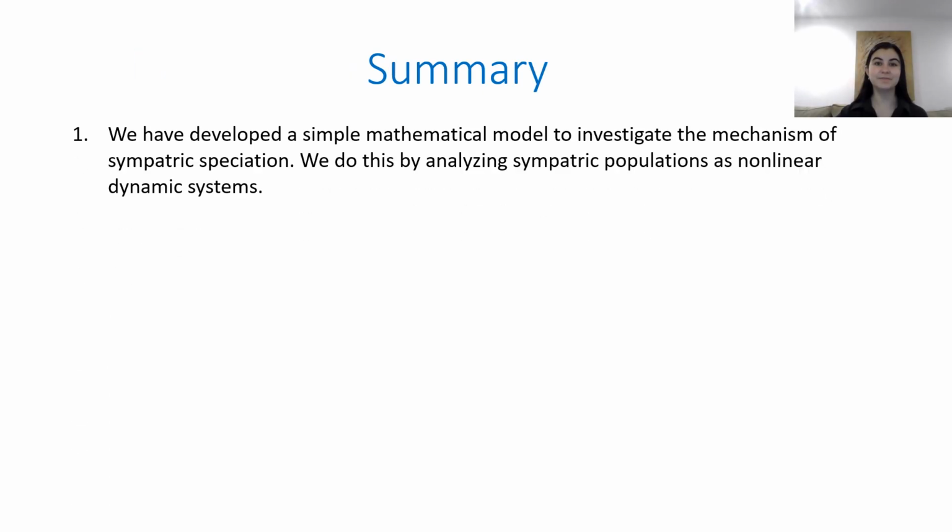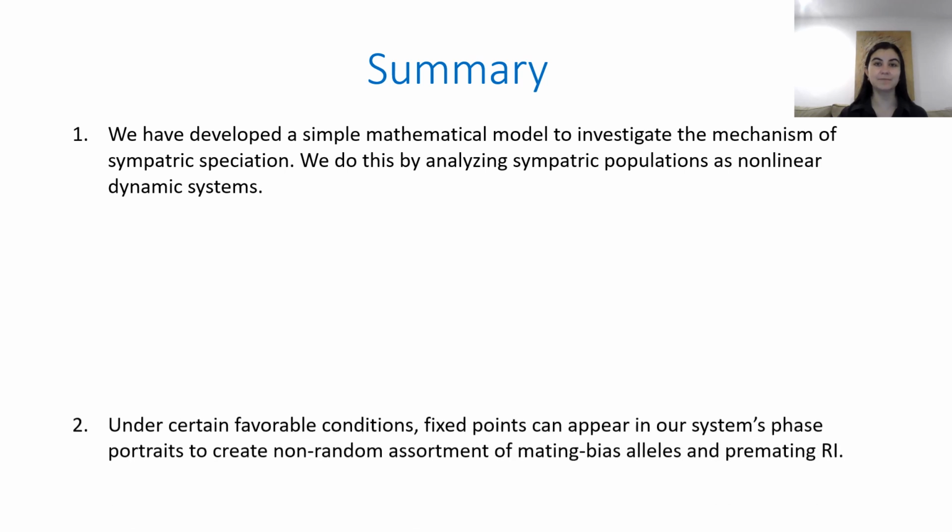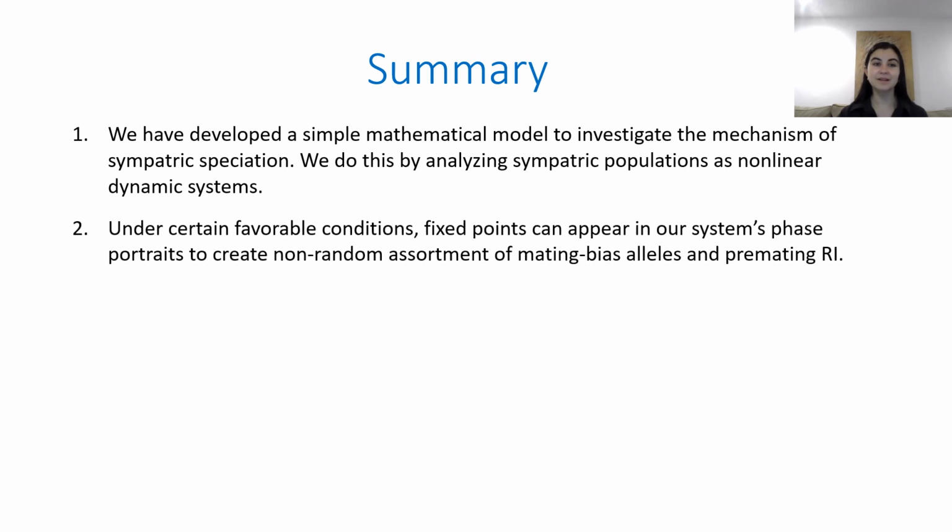In summary, we have developed a simple mathematical model to investigate the mechanism of sympatric speciation. We have done this by analyzing sympatric speciation as nonlinear dynamic systems. Second, under certain favorable conditions, fixed points can appear in our system's phase portraits to create non-random assortment of mating bias alleles and pre-mating reproductive isolation.